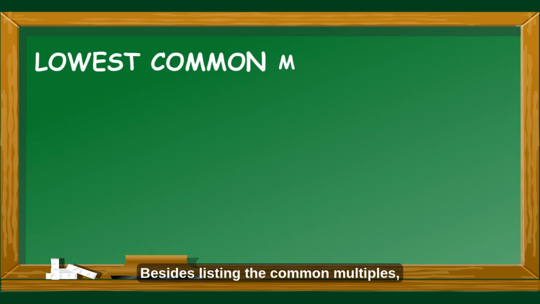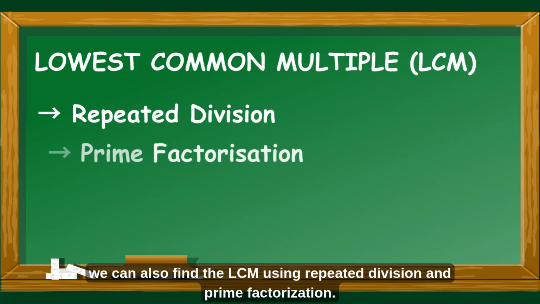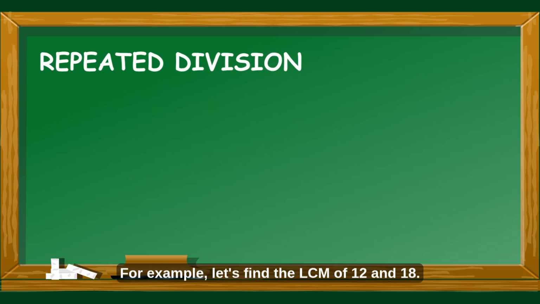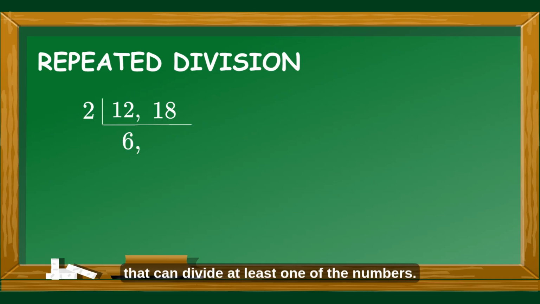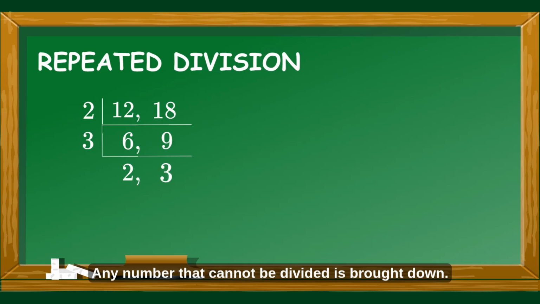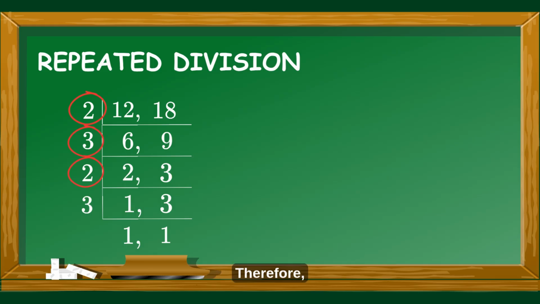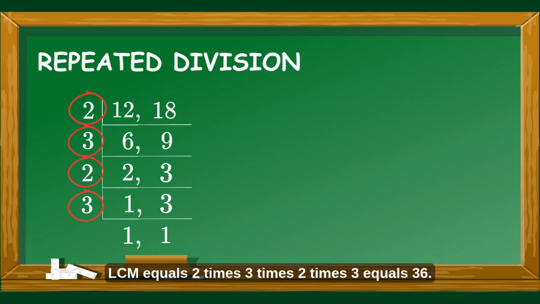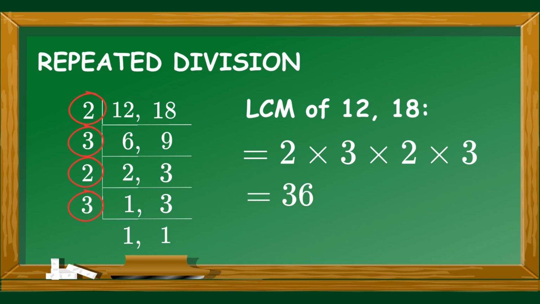Besides listing the common multiples, we can also find the LCM using repeated division and prime factorization. For example, let's find the LCM of 12 and 18. Using repeated division, we divide 12 and 18 by a divisor that can divide at least one of the numbers. Any number that cannot be divided is brought down. We continue until all the quotients are 1. The divisors used are 2, 3, 2, and 3. Therefore, LCM equals 2 times 3 times 2 times 3 equals 36.